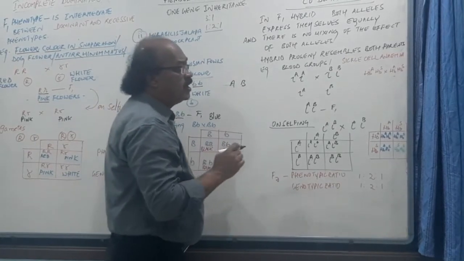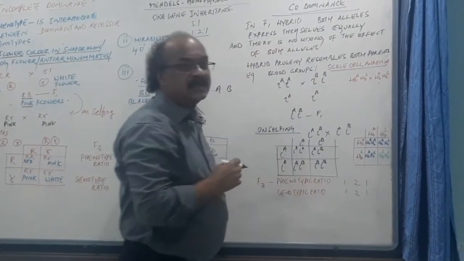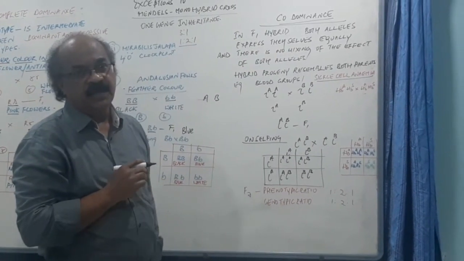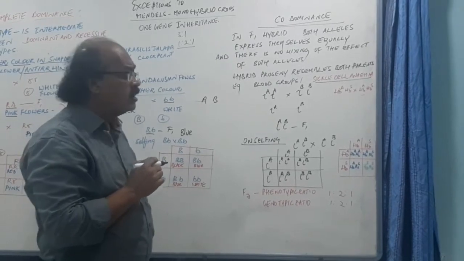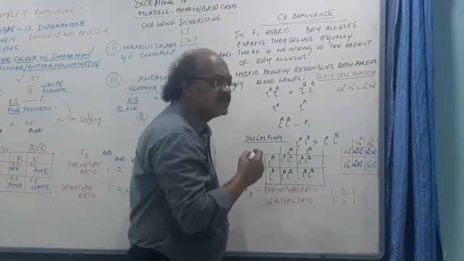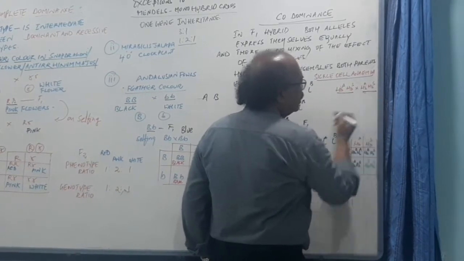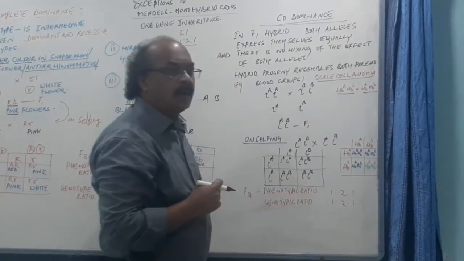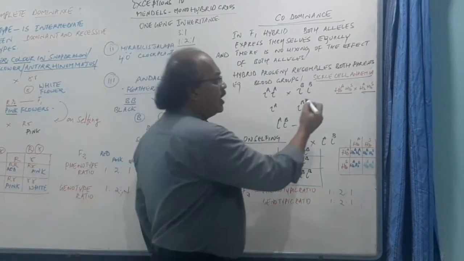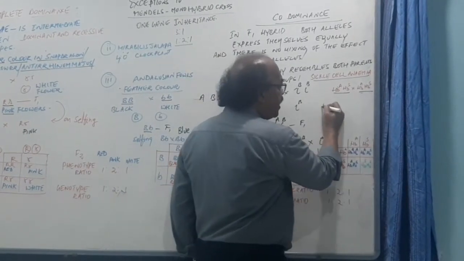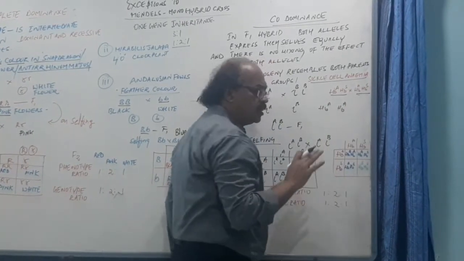There is one more very good example in the syllabus, sickle cell anemia. In this case, sickle cell anemia, when you are taking the parents in heterozygous state, HbA, normal blood.